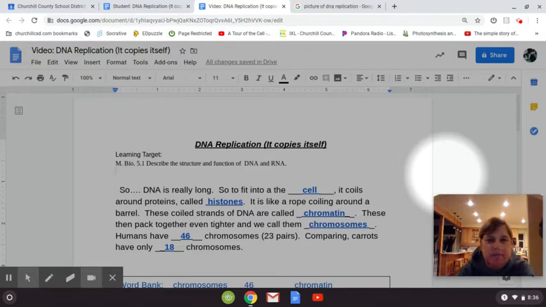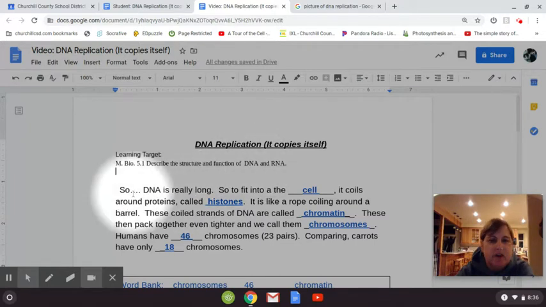We're going to go over some fill in the blank notes that you can do on your copy. The title of the notes is DNA Replication. Replication just means the DNA is going to copy itself. This is learning target 5.1, describing the structure and function. And we're focusing again today on DNA. We'll get to RNA next week.